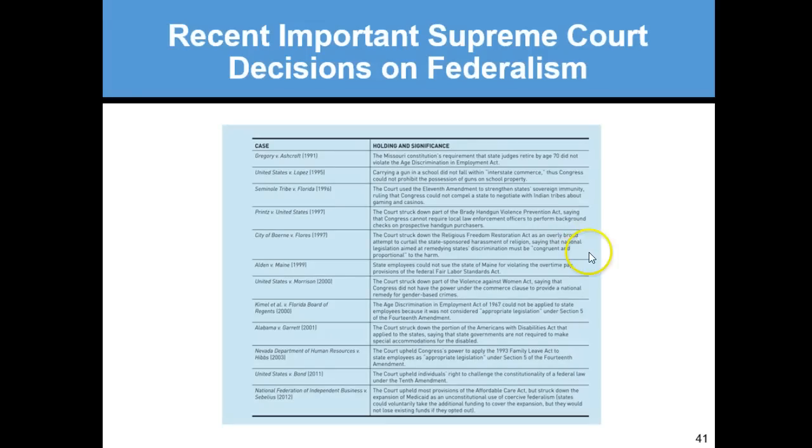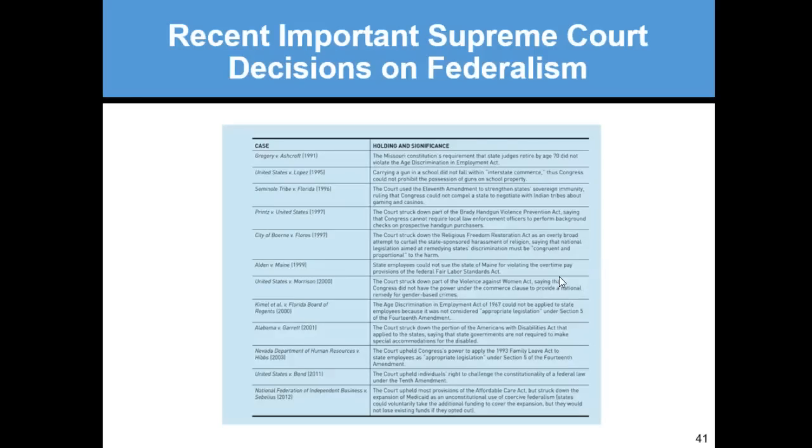City of Boerne versus Flores, court strikes down the Religious Freedom Restoration Act as an overly broad attempt to curtail the state-sponsored harassment of religion, saying that national legislation aimed at remediating states' discrimination must be congruent and proportional to the harm, meaning that you can't use the 14th Amendment at your own will to force the states to do something by saying that it's because you're doing it for anti-discrimination. Alden versus Maine, state employees could not sue the state of Maine for violating the overtime pay provisions of the Federal Fair Labor Standards Act, which means they're referring back to the 11th Amendment here, that you can't sue the state.